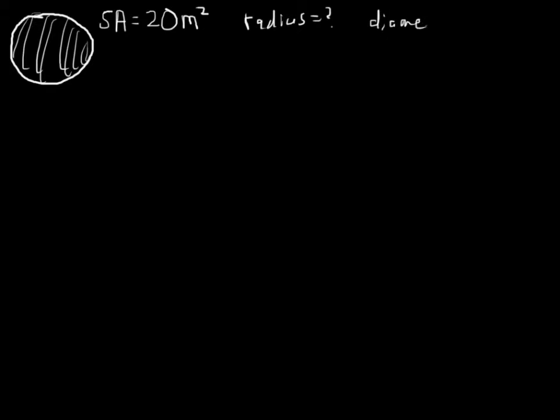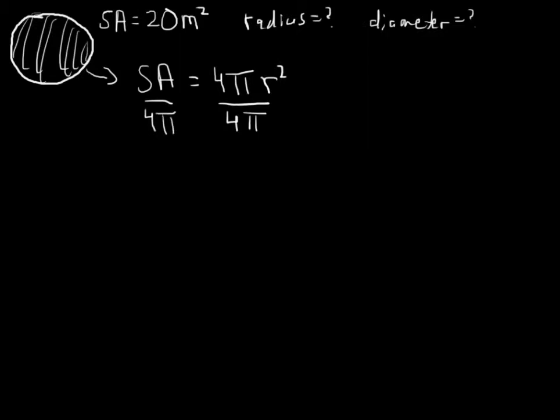And what is the diameter? Well, for a sphere, we already know that the surface area is 4 pi times the radius squared. So let's just isolate for r. We're going to divide both sides by 4 pi. So what are we left with? We're left with r squared is equal to the surface area divided by 4 pi.